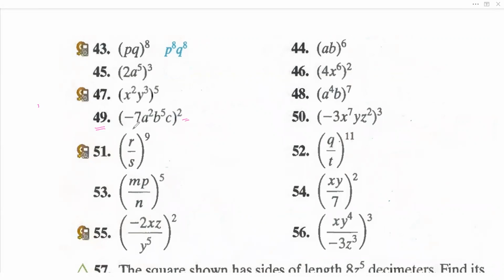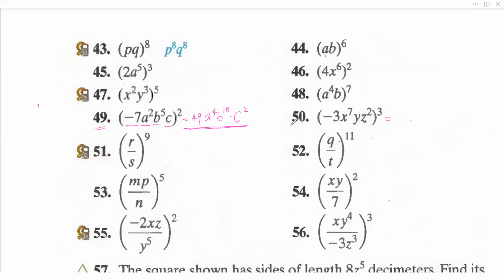Okay, so here, how many factors are there? 1, 2, 3, 4. Right, 4 factors. Earlier there were just 2 factors, but here there are more, 4 factors. The 4 factors will be powered by the square. So you guys can do this pretty quickly. -7 squared becomes 49, right? A squared, power 2, so we can quickly get a power 4. B power 5 squared is actually b power 10, right? C squared. So we can quickly get the results. We don't necessarily need to do 2 steps, right?